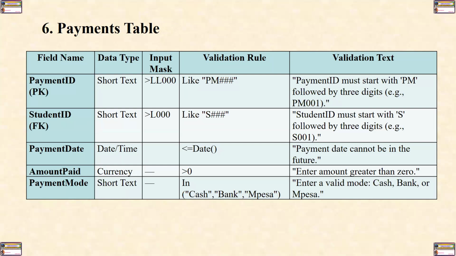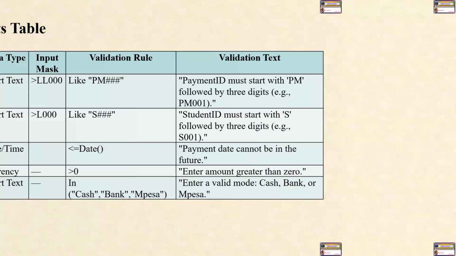Then student ID must start with the S, followed by 3 digits. We have already said what that means, the validation rule there. And for the options, where you must choose an option amongst those which you are provided, you are supposed to provide those options under validation rule, like payment mode, either cash, bank, or M-Pesa. That's how we do it.